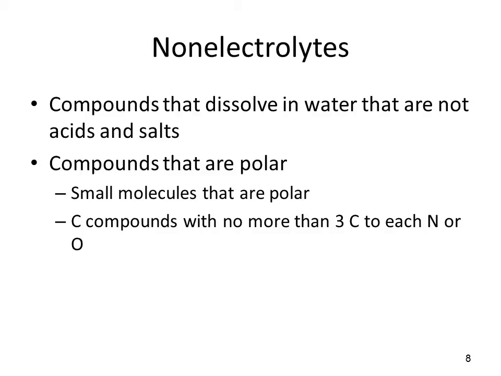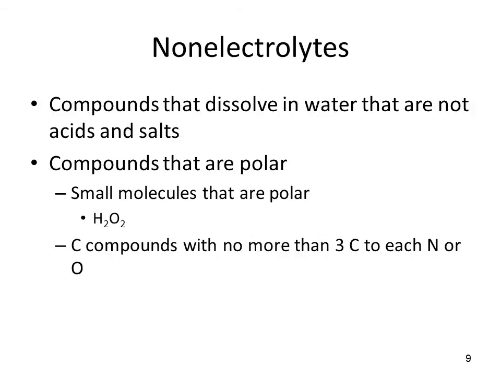Small molecules that are polar will dissolve in water, and carbon compounds, larger carbon compounds with no more than 3 carbons to each nitrogen or oxygen will dissolve in water. There are some with maybe 5 carbons to an oxygen or nitrogen that will dissolve, but they're not very common. 3 carbons you can count on a molecule dissolving in water. Well, let's look at an example of a small molecule that's polar. We've already looked at it, hydrogen peroxide. What about carbon compounds?